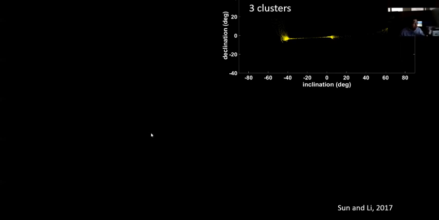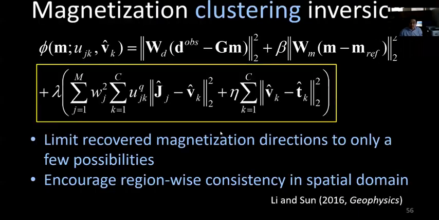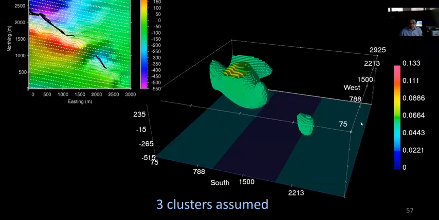But for a cluster inversion, I would say that it took a lot more time. Tens of hours for this particular example here. In this example, we have 2,000 magnetic data points, and we are inverting for about 3 million model parameters. It took me about 10 to 15 hours.